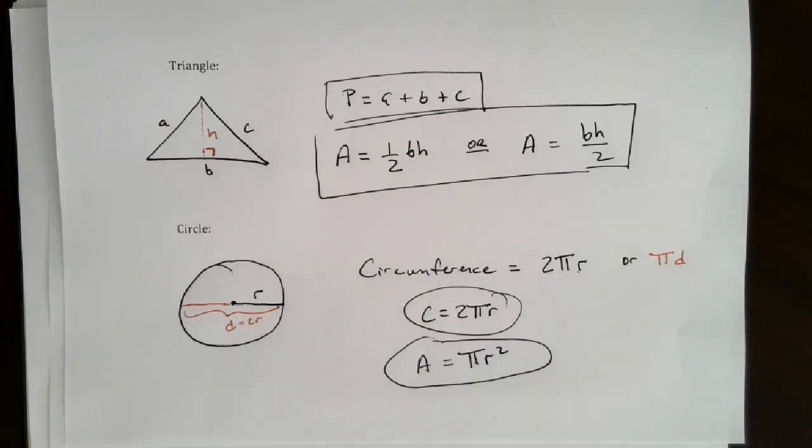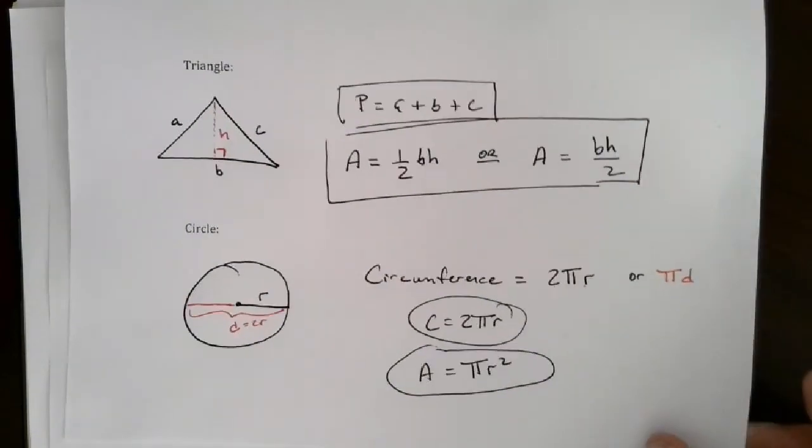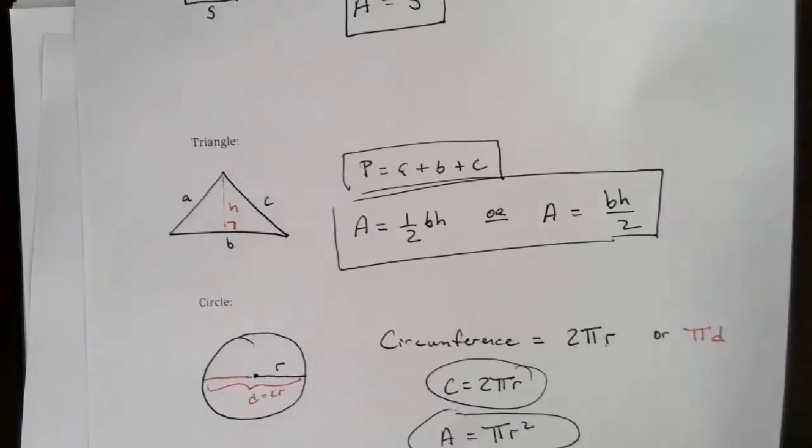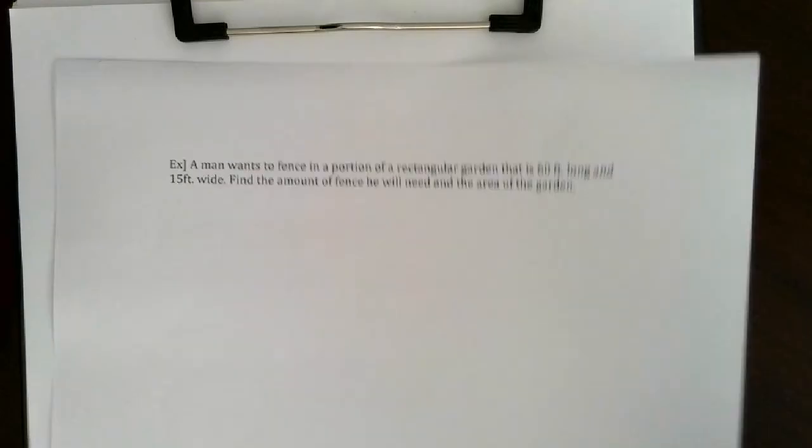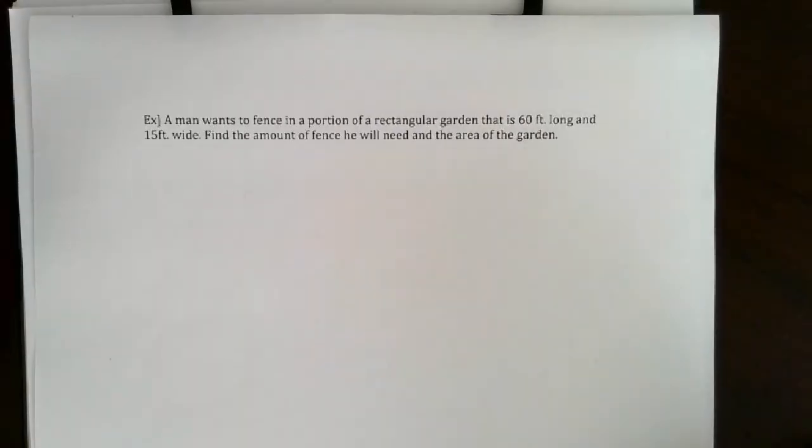Now, if I ask you for the exact answer in a problem, the exact answer is the one where you keep pi in there. If I ask you for an approximation, that would be where you would replace pi with the pi button on your calculator to get a decimal approximation. We'll see this in one of our examples in a minute. All right, so you should know all of those formulas. Let's take a look at just two examples here.